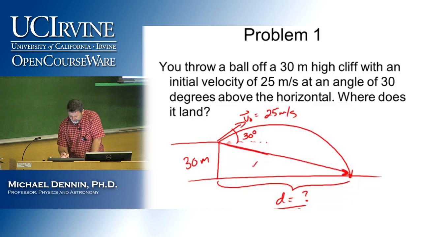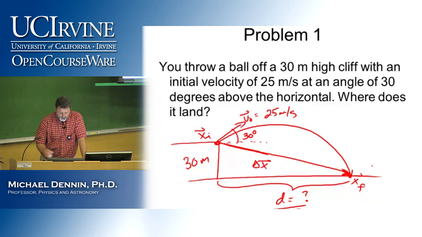Notice this vector is delta x. It starts from x initial, our initial position, and it goes to x final, our final position. Notice there's some angle here for delta x. I'll call it theta 1.